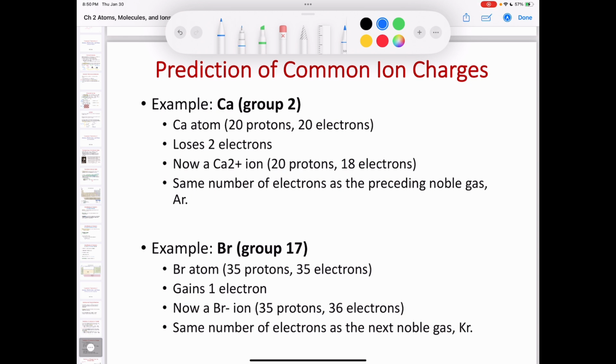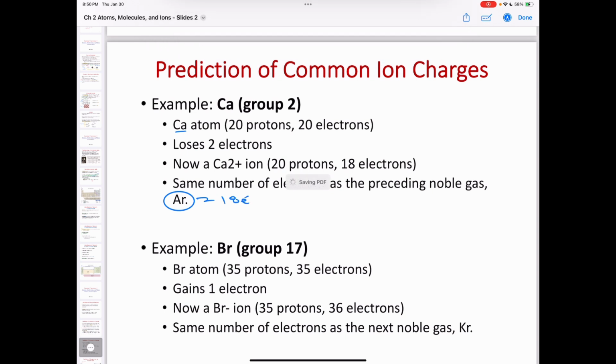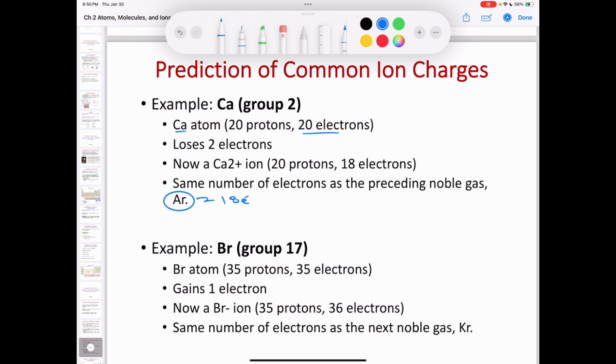So in order for calcium to be like argon, and again, argon has 18 electrons, and calcium has 20 electrons. Well, it's pretty straightforward math. How many electrons does calcium have to lose? Calcium is going to lose 2 electrons, so it becomes a calcium 2 plus ion, and I'll just balance that out with its 2 electrons, okay?